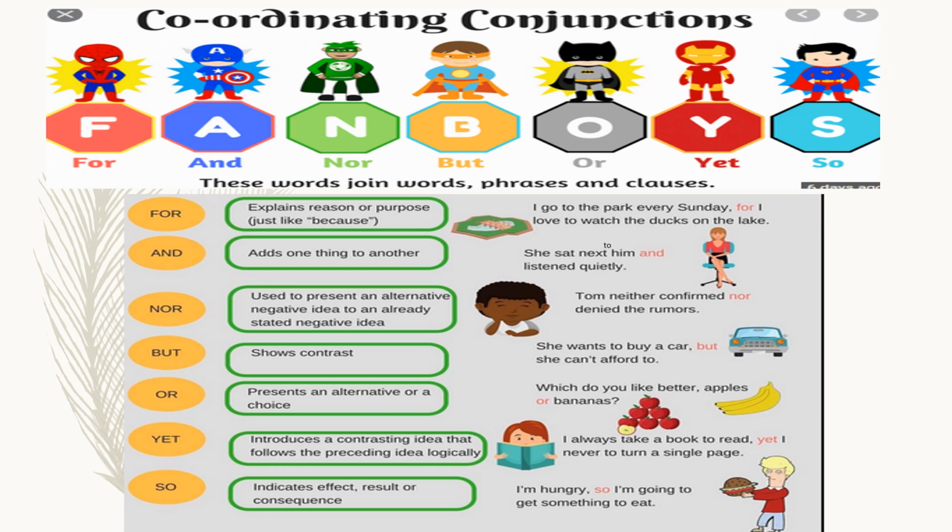The easiest way to remember coordinating conjunctions is to remember FANBOYS. It is a very famous term. For, and, nor, but, or, yet, so. So we have taken initials of all these words, the first alphabets, and that's how FANBOYS is formed. So now let's form some sentences and have a look at how to use them.